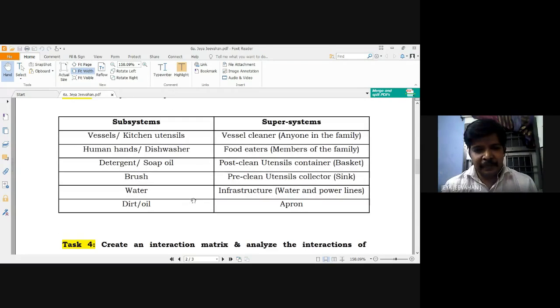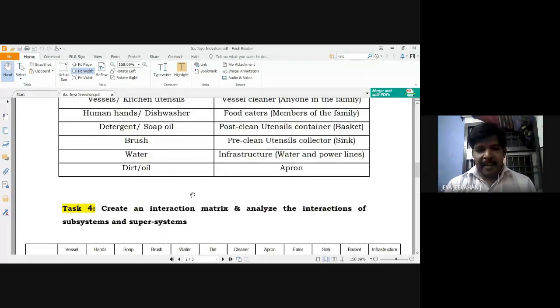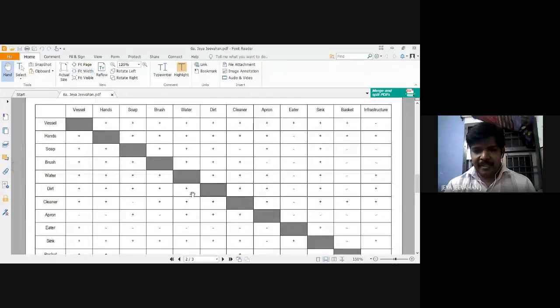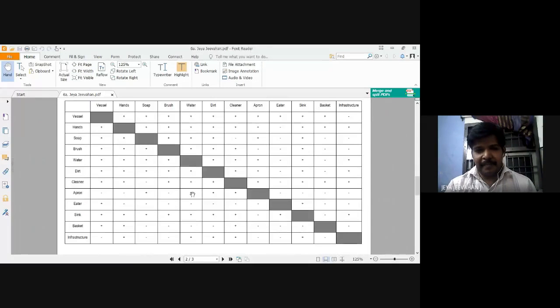So in the system analysis, we found systems and subsystems. In systems and subsystems, mainly the vessel. In fact, I used hand as a separate subsystem because it is also directly involved in vessel cleaning. Though the user can be a family member or a housewife who cleans, I made it a separate subsystem. Apart from that, soap, brush, and water are involved in the subsystem.